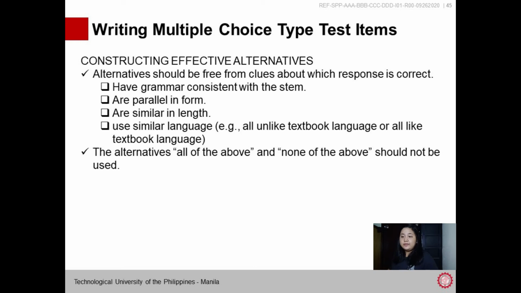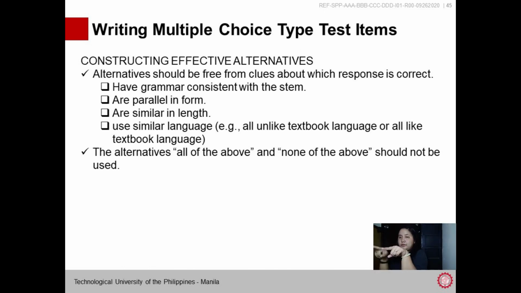Next slide. Next is, alternatives should be free from clues about which response is correct. So, sophisticated test takers are alert to inadvertent clues to the correct answer, such as differences in grammar, length, formatting, and language choice in the alternatives. It's therefore important that alternatives should have grammar consistent with the stem. Kailangan daw yung pag-construct mo ng stem, tsaka yung paggawa mo ng alternatives is consistent sila. Hindi sila nagko-collapse, okay?